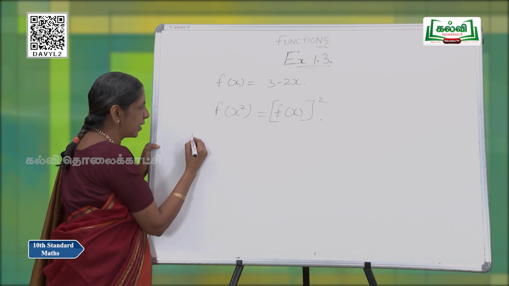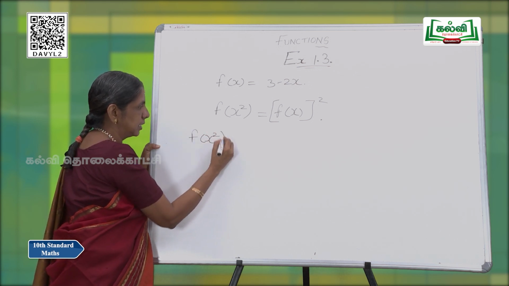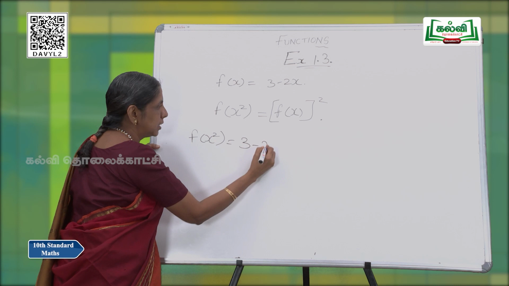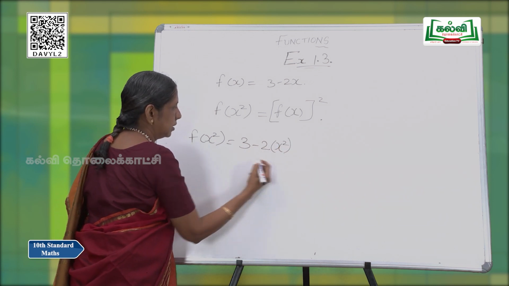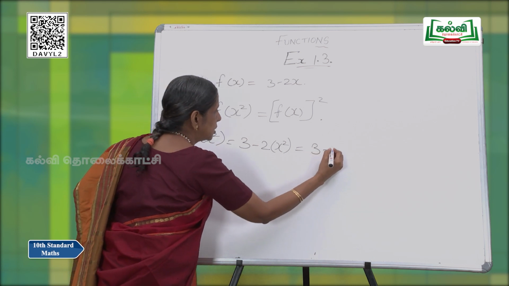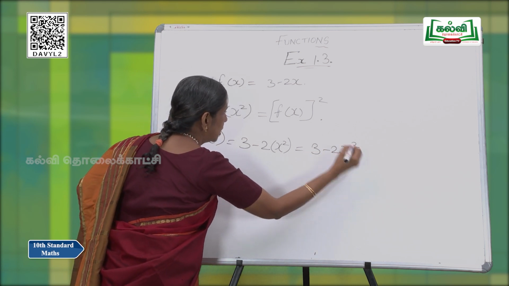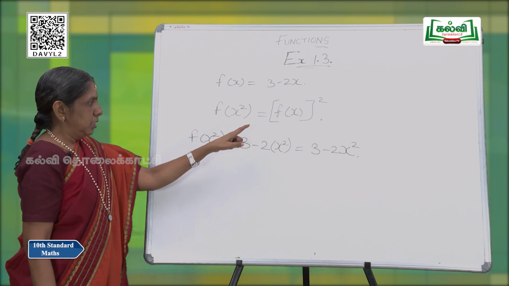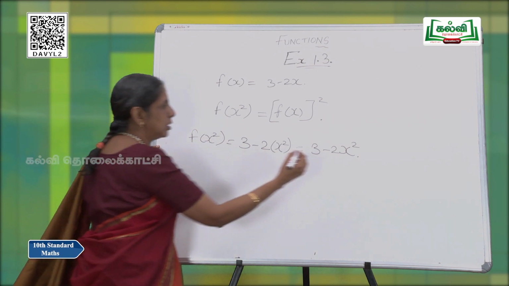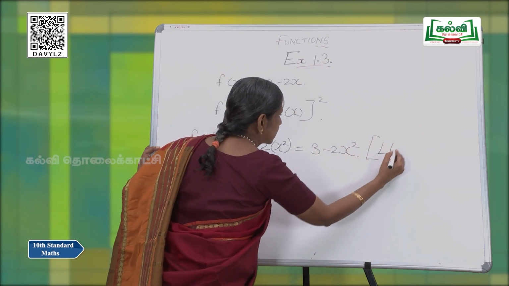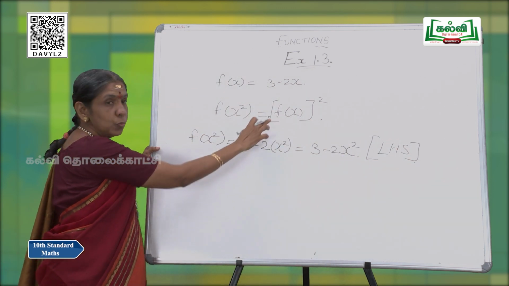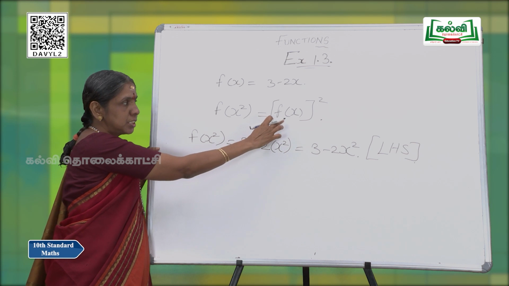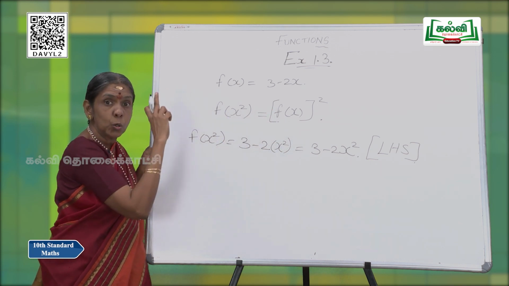So, f of x squared will be like this, is equal to 3 minus 2 times x squared, that is equal to 3 minus 2x squared. This is the left hand side, we can call this LHS, f of x squared. Now, we have to find RHS. What is in the RHS? F of x the whole squared.